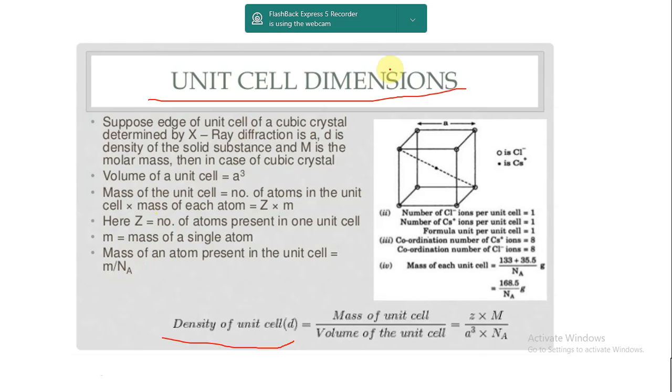So this is my unit cell, that is the usual cuboid. It is showing the cesium chloride structure. Okay, suppose sodium chloride only.